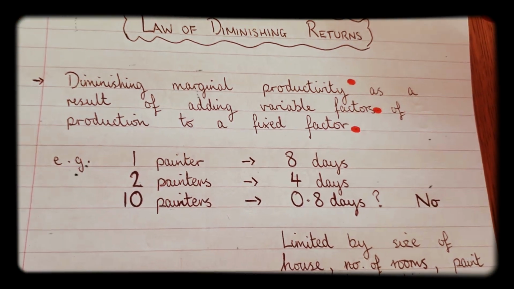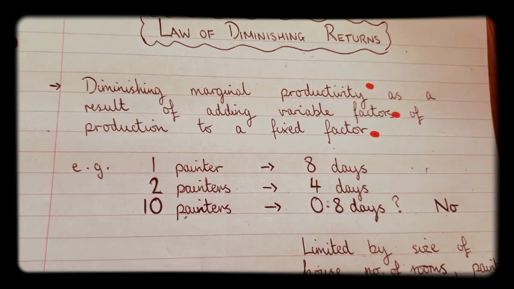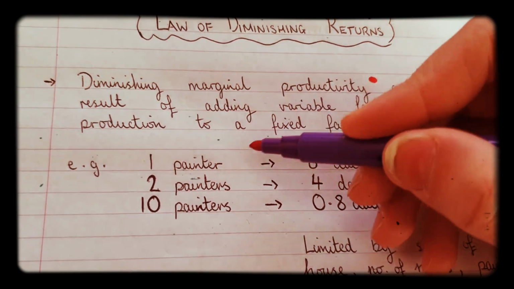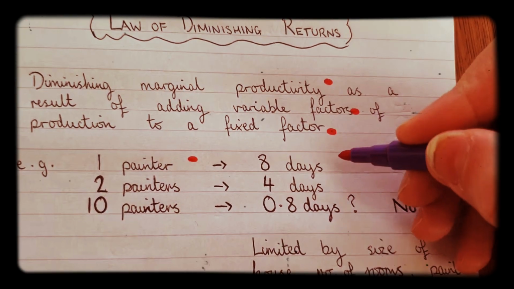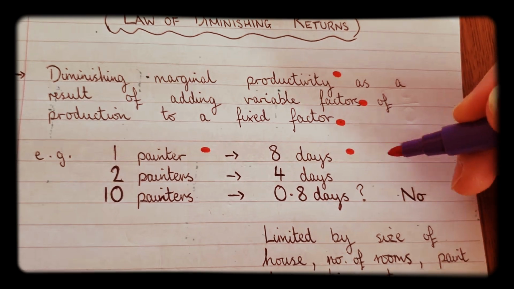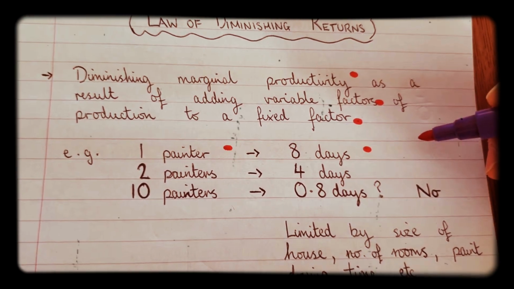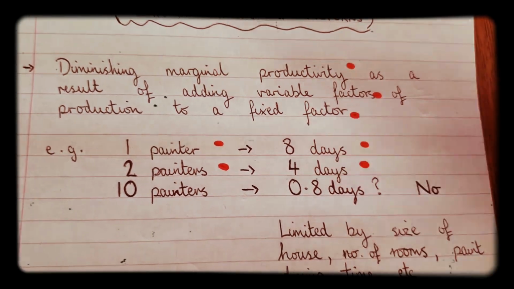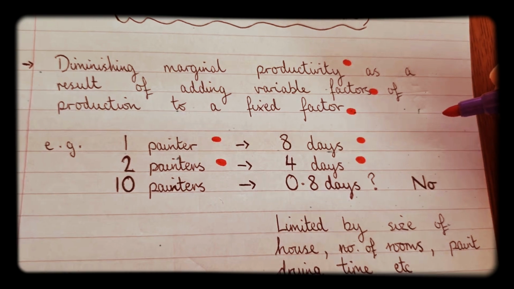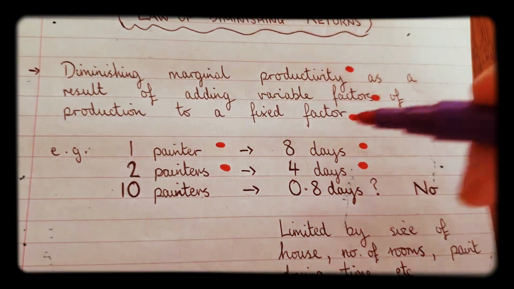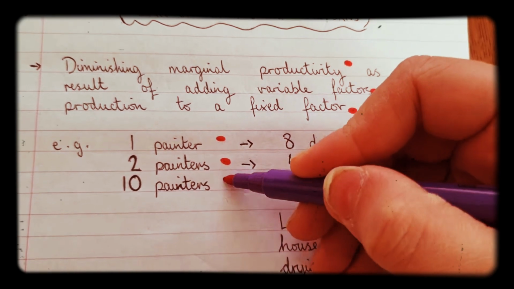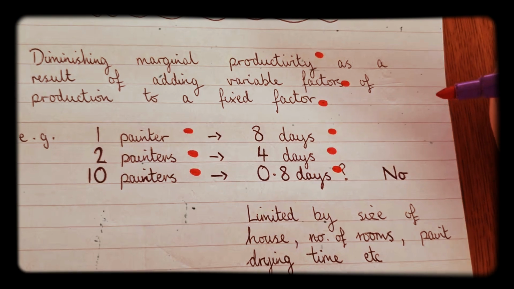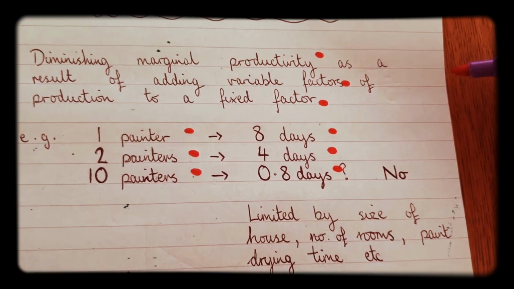An example I'm going to give you now is, let's say you hire a painter to come around and paint your house. One painter says that they can do it in 8 days. They can paint your whole house in 8 days. So logically, you might think 2 painters will take 4 days, 2 times less time. But if we follow that logic, does that mean if we hire 10 painters, it's going to take 0.8 days, so they're going to paint your whole house in less than a day?